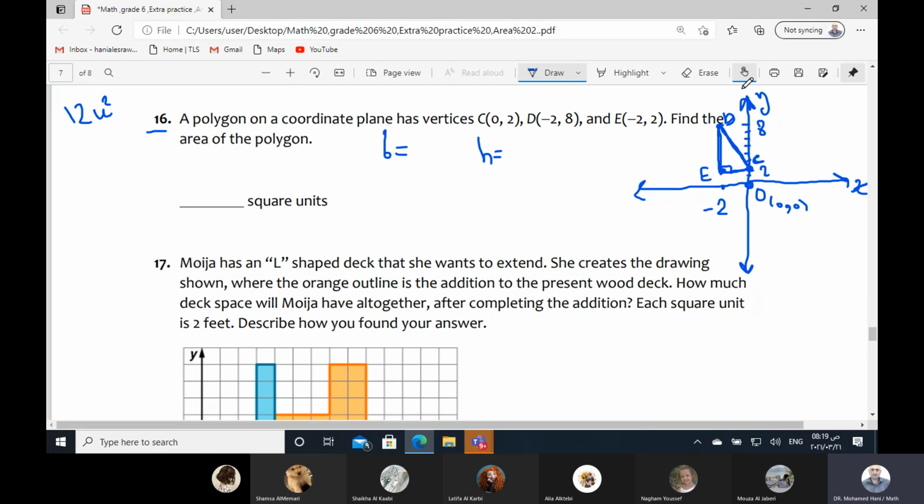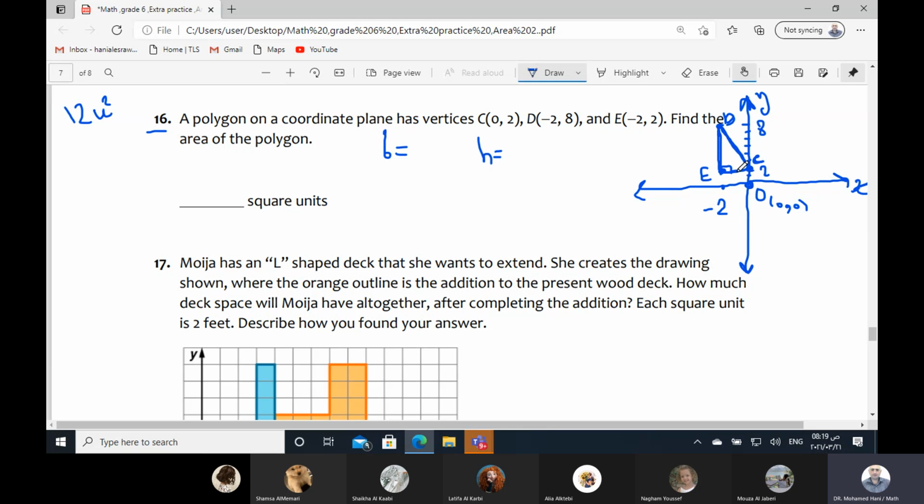As you see, this is the coordinate plane. This is the first point, 0, 2, will be here. And this is the second point, minus 2, 8, will be here. And this is the third point, minus 2, 2, will be here. So if we match between the points, what do we have? A right triangle. So as you know, this is the base here, and here the height.